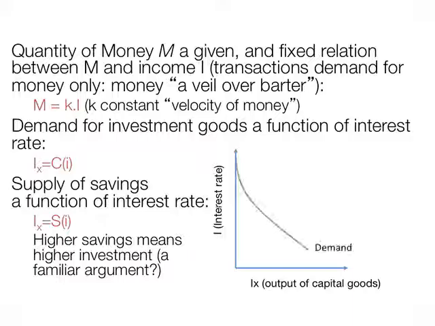And so we have this idea of the demand for loanable funds, if you like. So IX is the output of capital goods, some investment thing here, and I is the interest rate. So as the interest rate is high, you save, you don't invest. The lower the interest rate, the more investment you get. And we can see this as being true in the Irish case.